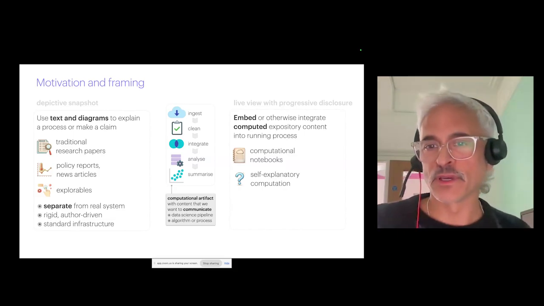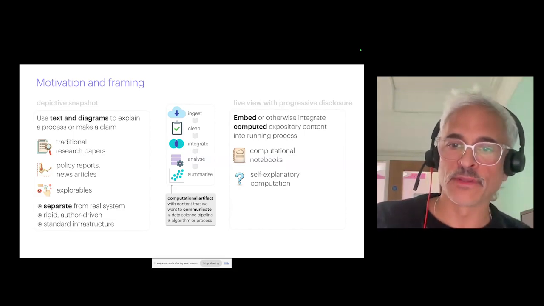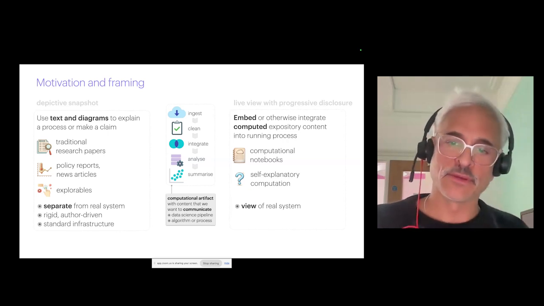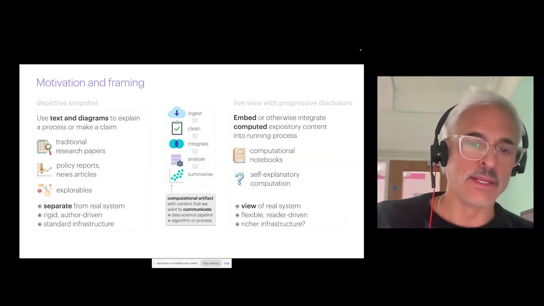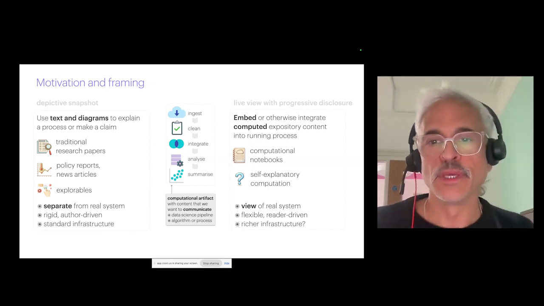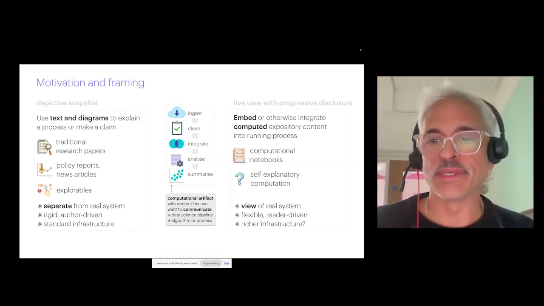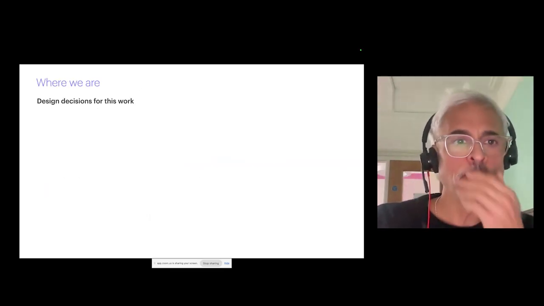So we don't really have a name for the new approach we're exploring. Thinking of it as self-explanatory computation is maybe one way of getting at the idea. But the key point is that it's a view of a real system. It's flexible and reader-driven, and it probably requires a richer kind of infrastructure that's able to leverage dependency information in order to support this kind of browsing experience.